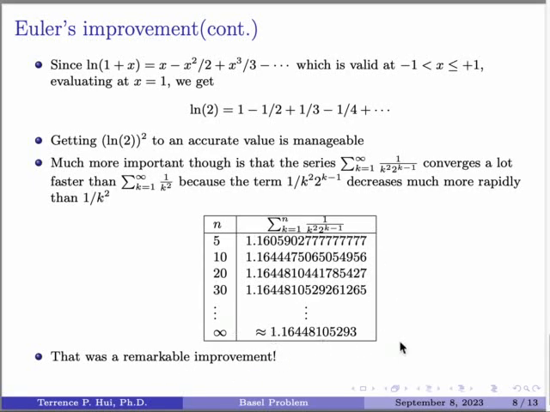This is a monumental achievement just by doing some math and turn this series of 1 over k squared into this series, right, into log 2 squared plus this series, where this series converges so much faster. That is amazing. I mean, from a computational standpoint, this was truly a remarkable achievement. Okay, so that was the year 1731.